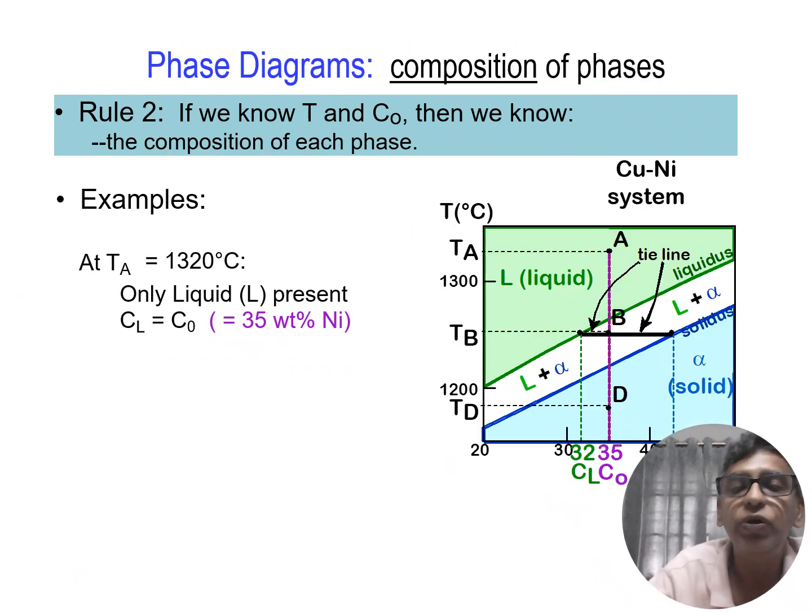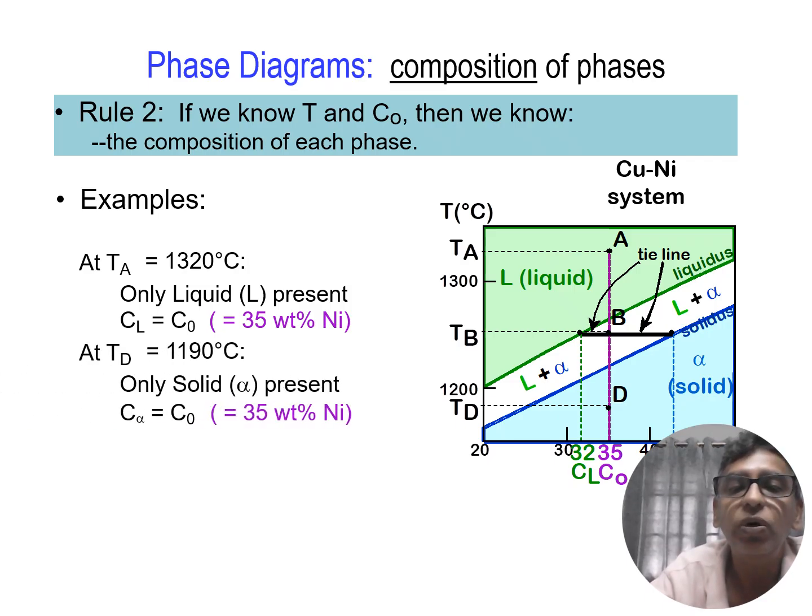So rule number 2: if you know the temperature and composition, then we know the composition of each phase. For example, if you take the temperature at 1320 degrees centigrade, at this particular point only liquid is present, whereas the composition is 35 percentage. At temperature D, only solid is present, whereas the composition is 35 percentage of nickel.